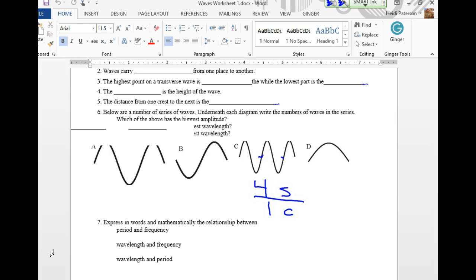So 0.4 seconds per 1 cycle. Okay, what's going to be? 33.3. Actually, I did pretty good.